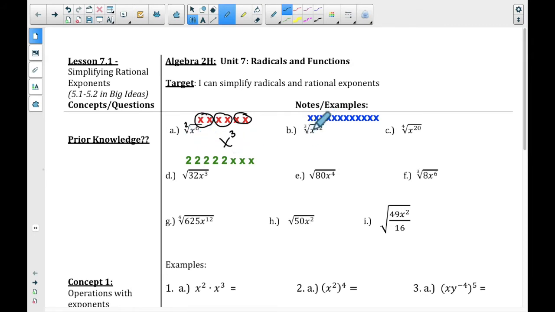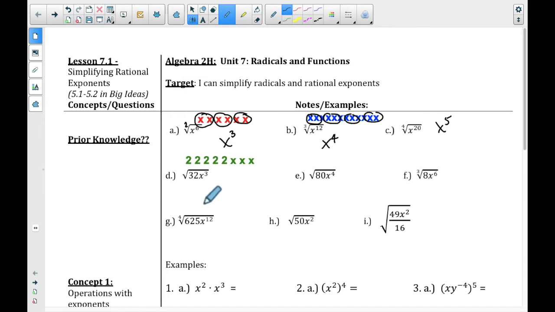Or if it's a cube root, then you group them in groups of 3. And if you do that on x to the 12th, you have 4 groups, and so that is x to the 4th. And then we realize really you can just divide. 6 divided by 2 is 3, 12 divided by 3 is 4, and 20 divided by 4 is x to the 5th. If you have numbers involved, it's the same thing.